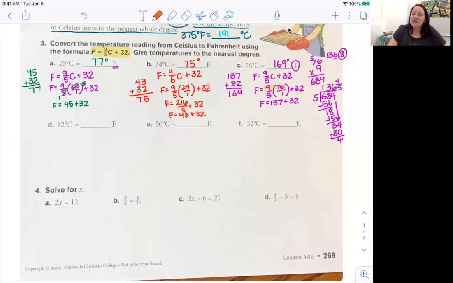So guys, I'm going to give you your assignment for tonight. If you look at page 269, I had to pause for a moment, so I brought it up to page 269. What we have not finished on page 269 is going to be your homework. So you are going to do D, E, F of number 3, and then for number 4, you're going to do A, B, C, and D. So it's going to be 3, D, E, and F, and 4, A, B, C, and D.